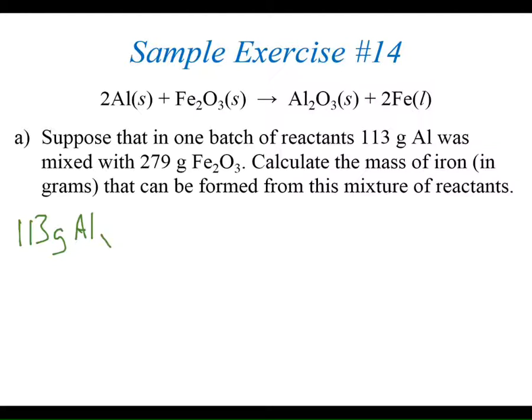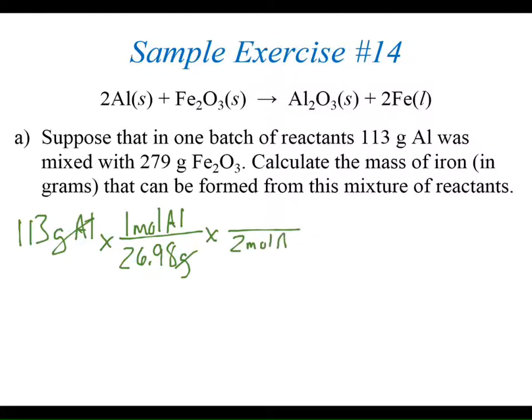So what do I do first? Molar mass. So aluminum is 26.98 grams per mole. Okay, what's next? Mole to mole ratio. So what is the ratio between aluminum and iron? 2 to 2. So 2 moles of aluminum makes 2 moles of iron.